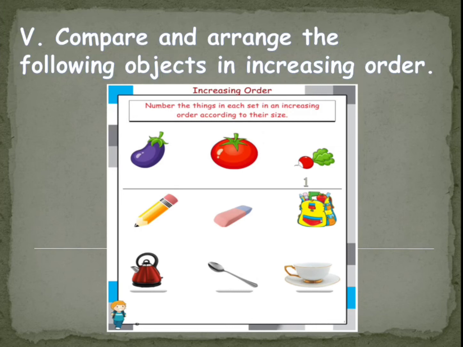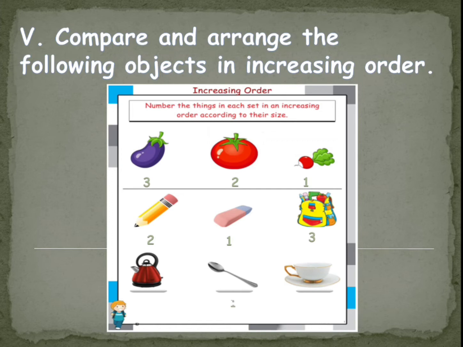So in the first one, turnip is the smallest one, then the tomato, then the eggplant. Next, smallest is the eraser, then pencil, then bag. Now increasing order, that's why we are writing from small to big. If it is decreasing order, then you have to write from big to small.